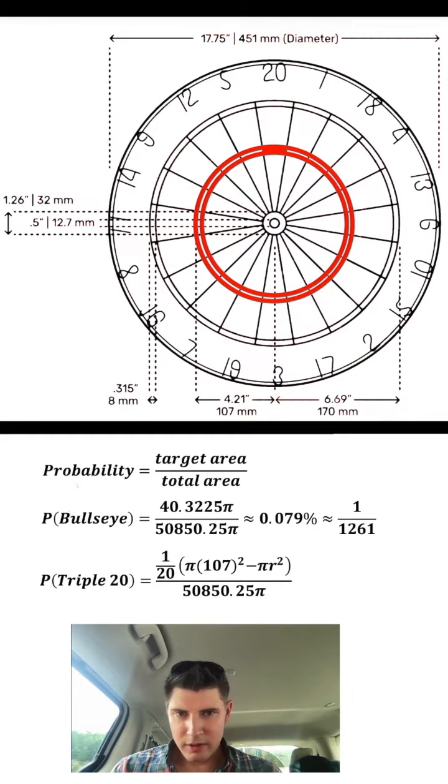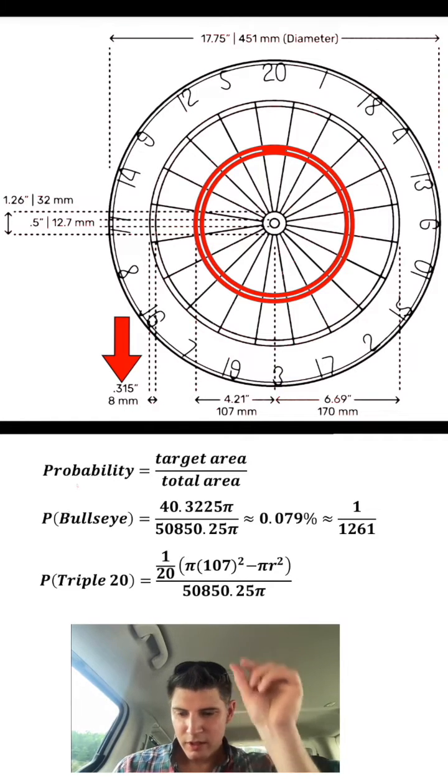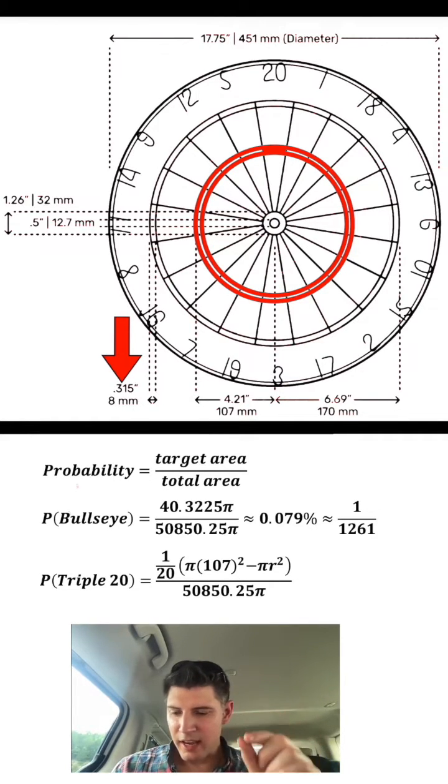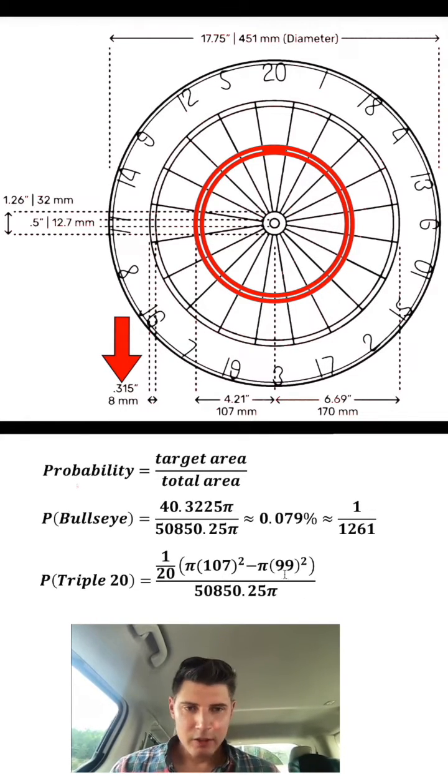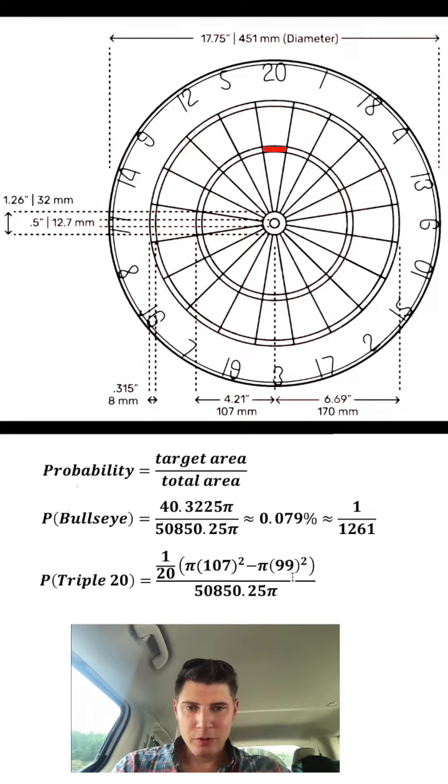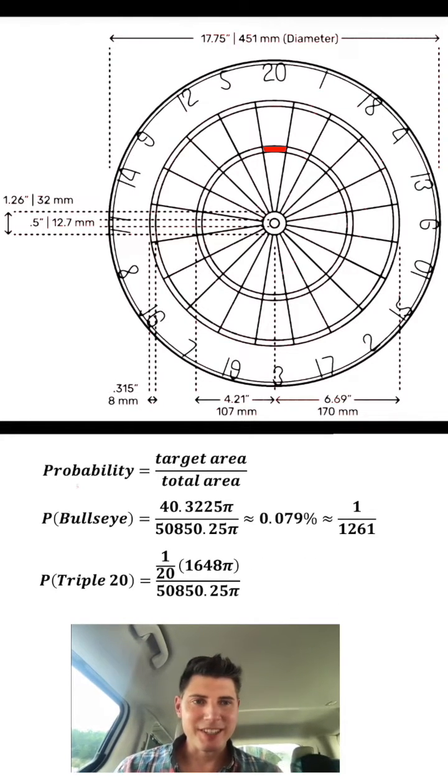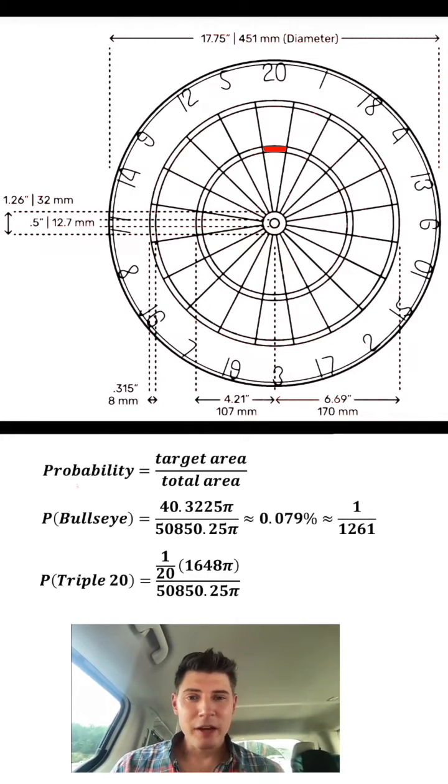And then for the smaller one right here is the width of those rings. So the width of the ring is 8 millimeters. So the smaller radius should be 8 less than 107. So that's going to be 99. So we'll plug in 99 right here. 107 squared is equal to 11449, and 99 squared is equal to 9801. We subtract those and we get 1648 pi. And then 1648 pi divided by 20 is equal to 82.4 pi.